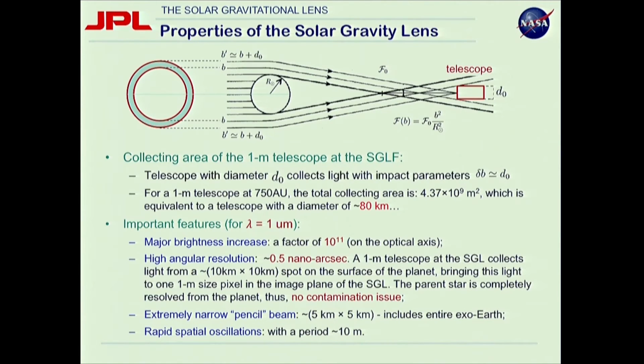1 meter there, 80 kilometers here. And so the gain is significant. So the features of that lens are the following. We have a very significant brightness increase, a factor of 10 to the 11th.